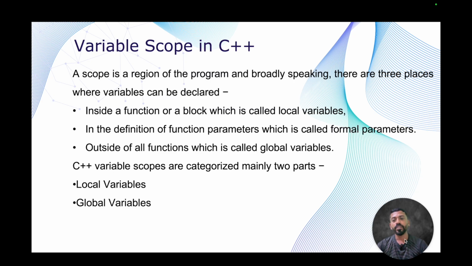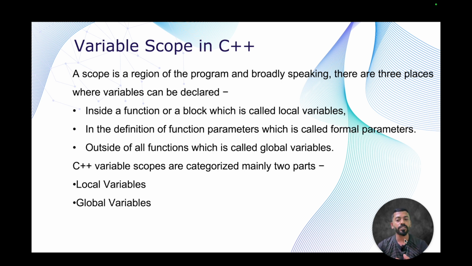If you try to access a local scope variable from outside, you can't access it. But a global variable can be accessed everywhere in the program, for the entire lifetime of the program.